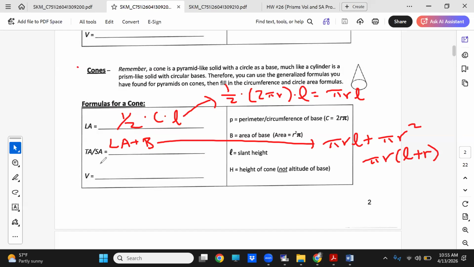And the cone, that's pretty easy. That's 1/3 base times height, which is 1/3 pi R squared times height. So you can leave it like that.